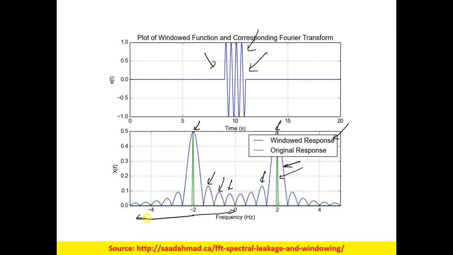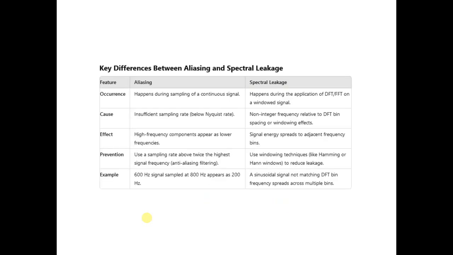Okay. So there is a difference between the aliasing and the spectral leakage. Okay. Spectral leakage happens during the windowing process. Okay. So these are the key differences between aliasing and the spectral leakage. So you can just go through that. So with this we complete this whole chapter.